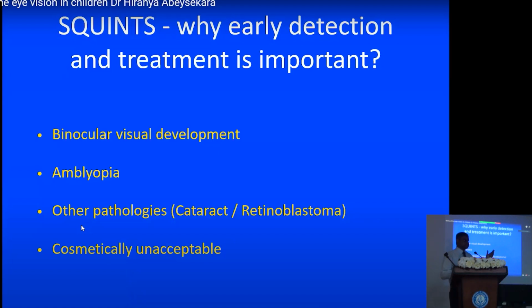Because I have seen so many cases, so many children, each and every child coming to us with retinoblastoma.